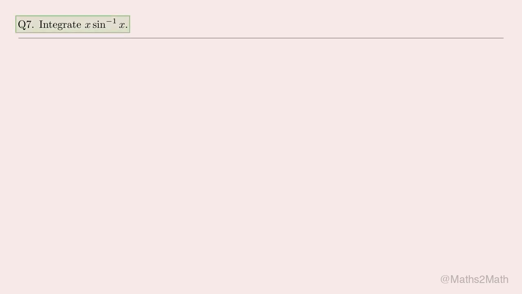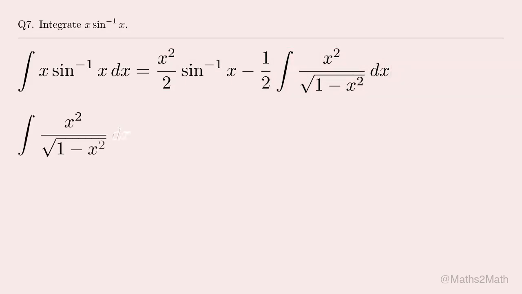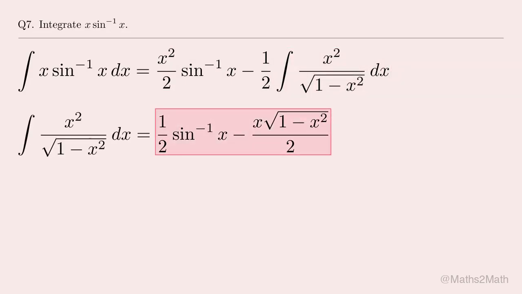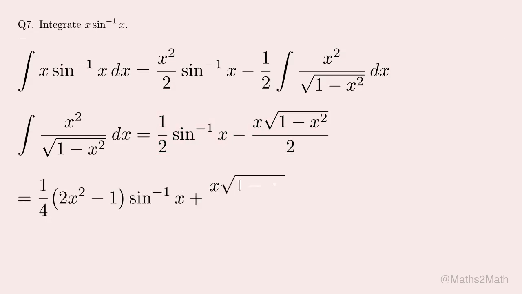Question 7. Inverse sine paired with x. Parts, then a trig substitution integral. The leftover integral of x squared over the root is a known result. Parts with inverse sine first. The known integral, half inverse sine minus half x root. Combine. The book form groups the inverse sines.